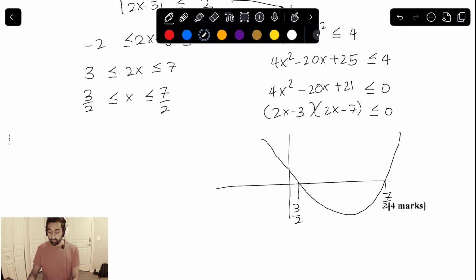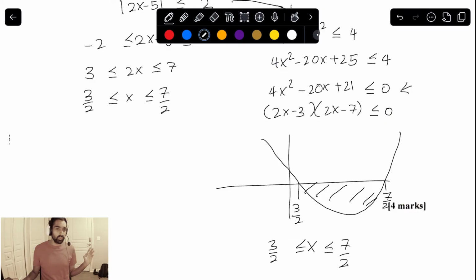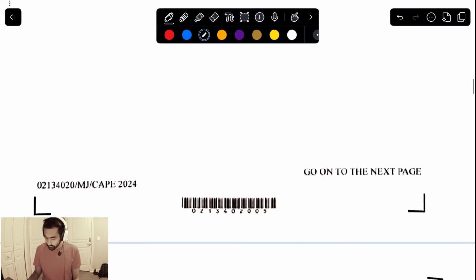And the region that we're asked to find is where it's less than or equal to 0. So it has to be here. In other words, it has to be x being greater than or equal to 3 over 2, but also less than or equal to 7 over 2. And that's exactly the answer that we got via the other method. So both of them are exactly the same. Whichever you prefer, it's up to you.